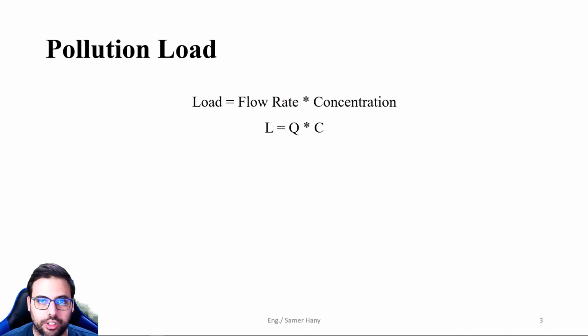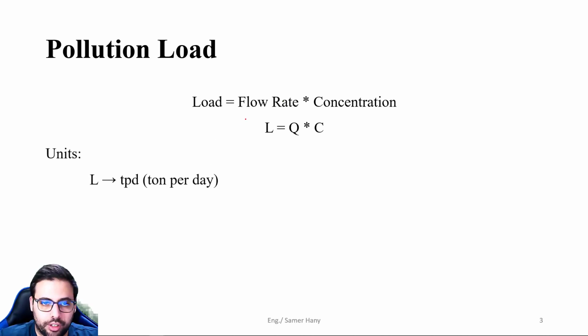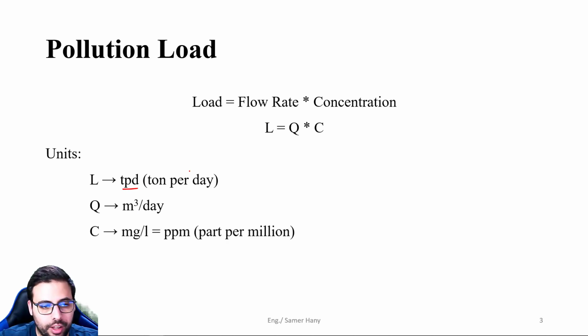All right, there are some theoretical parts in the pollution chapter. These were discussed in the lecture. We'll only discuss the calculations in this tutorial. So the units for these three parameters are: the load is in ton per day. This is the typical or standard unit we use in the industry. The flow rate for the wastewater stream will be in meter cube per day, and the concentration will be in milligrams per liter or ppm, part per million.